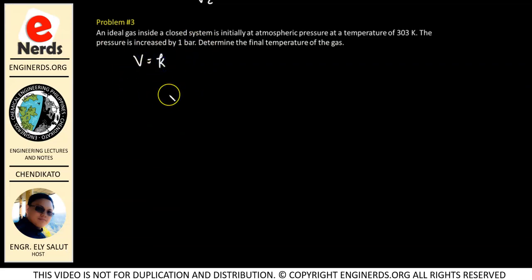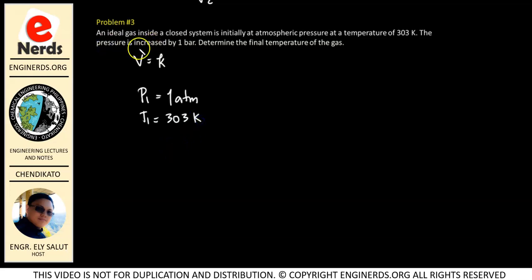So let us try to analyze what our situation is now. So an ideal gas in a closed system is initially at atmospheric pressure. So our P1 is at atmospheric pressure. So it is having 1 atmosphere pressure. Okay, and a temperature of 303 Kelvin. So our T1 is equal to 303 Kelvin.